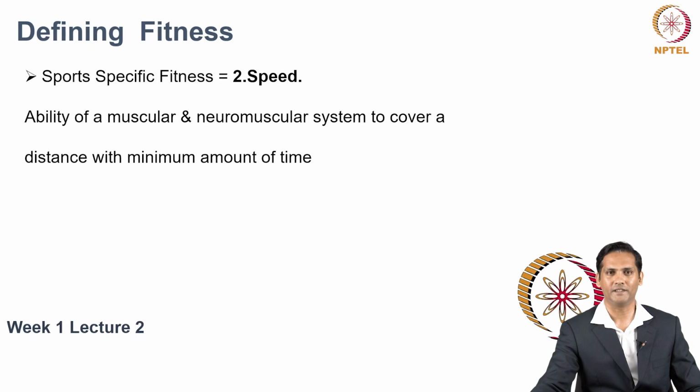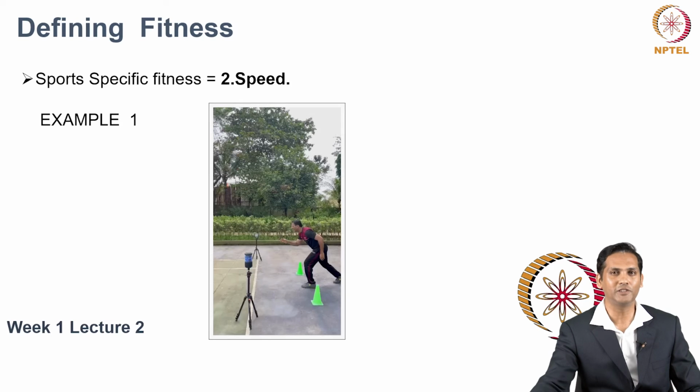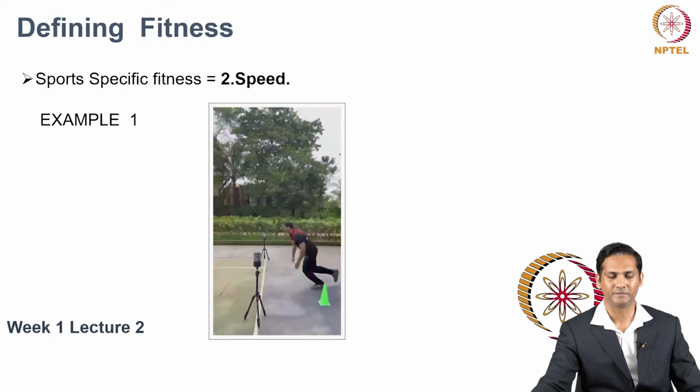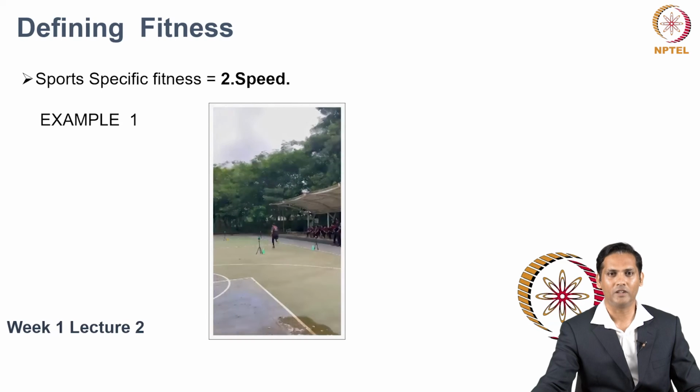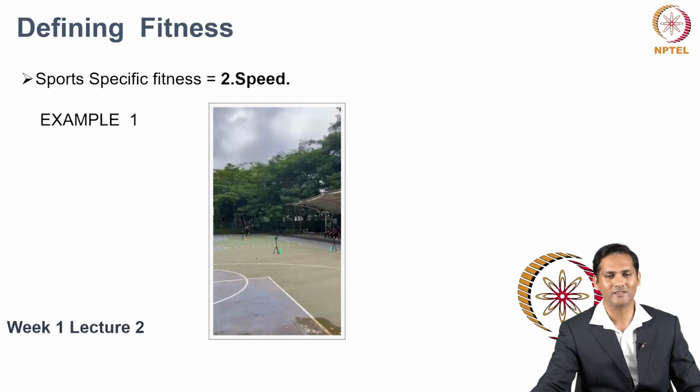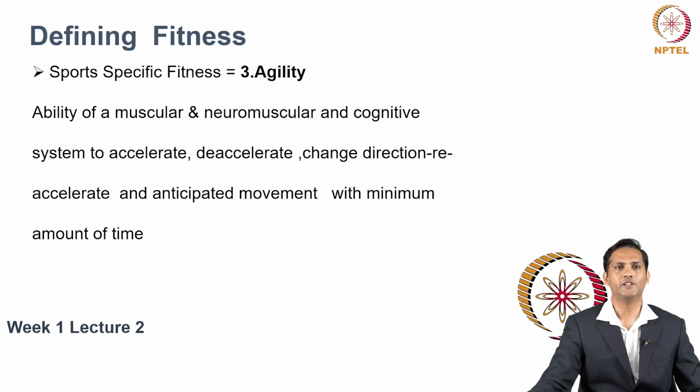Now sport specific fitness. Speed. The ability of a muscular and neuromuscular system to cover a distance within the minimum amount of time. An example, a linear sprinting. Now this is a 20-meter dash which was covered in 3.12 seconds.